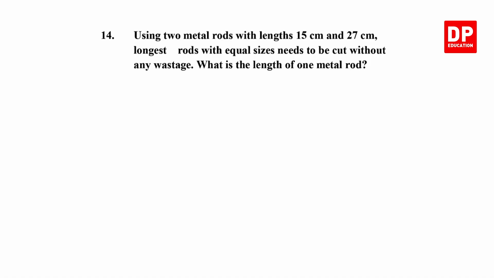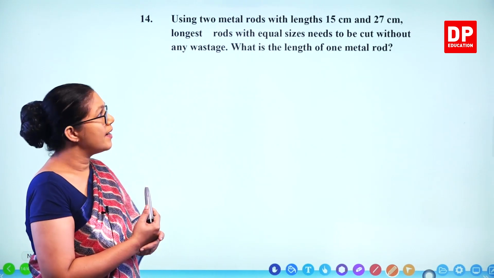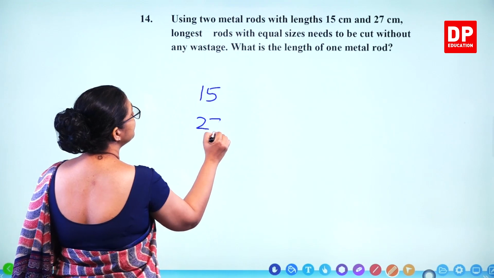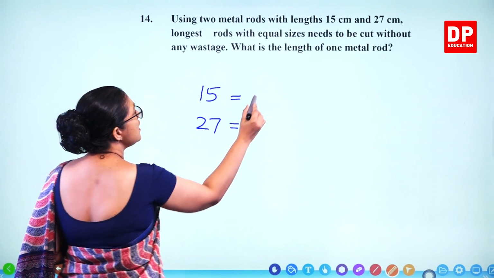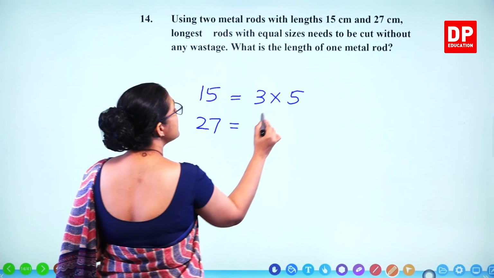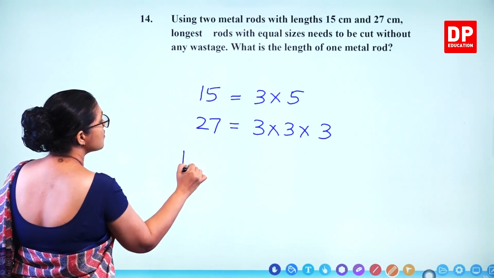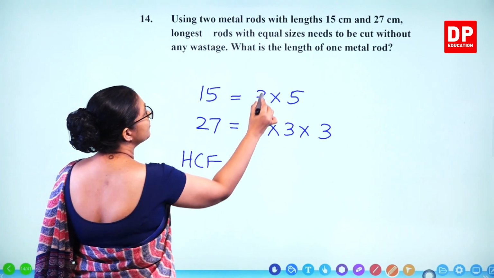Question number 14. Using 2 metal rods with lengths 15 centimeters and 27 centimeters, longest rods with equal sizes needs to be cut without any wastage. What is the length of one metal rod? So you have to find out the highest common factor of 15 and 27. What is 15? 3 times 5. 27 is 3 times 3 times 3. What's the highest common factor? 3 is there.